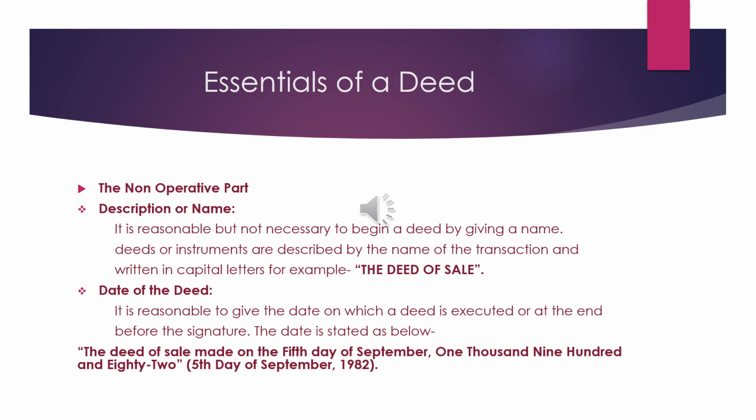The first part of the essentials of an instrument or deed is the non-operative part. Non-operative part contains preliminary and introductory matters. For example, description or name. It is reasonable but not necessary to begin a deed by giving a name. The name should be indicative of the true content of the deed.